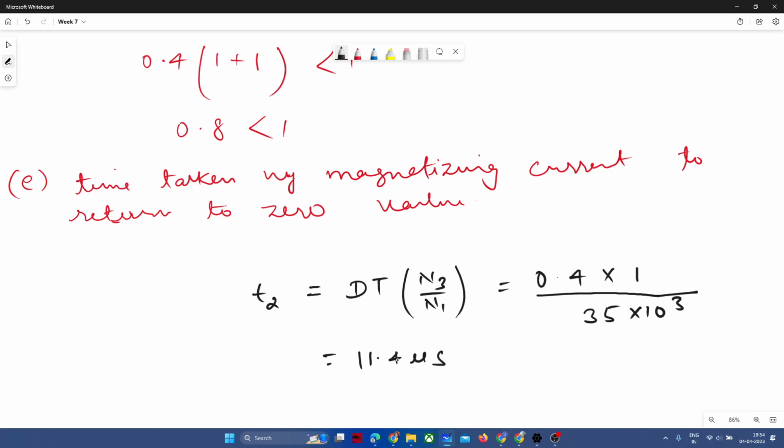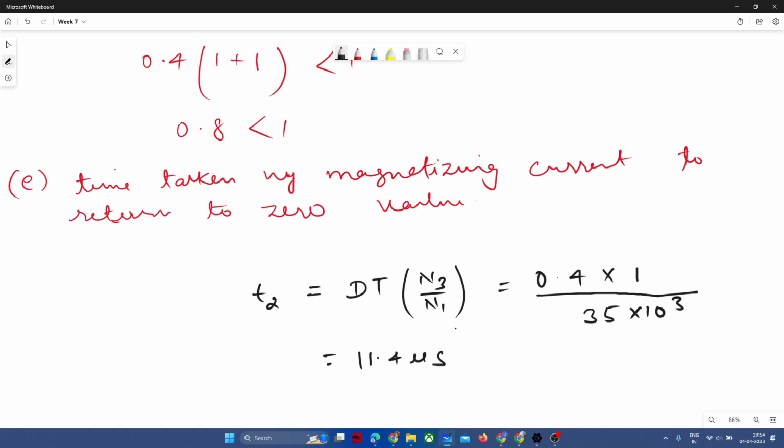Okay, is it fine? This is from DT, right, sir? This is from DT. From DT, it has to take 11.4 microseconds to come to zero. Yeah, this is DT, 11.4, and N3 by N1 is anyway 1. The starting point of the reduction is from DT, right? Yes, that is correct.